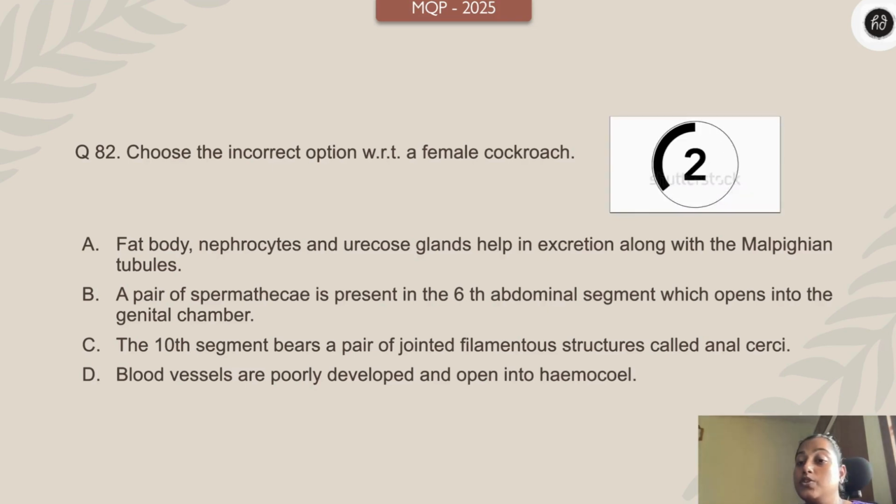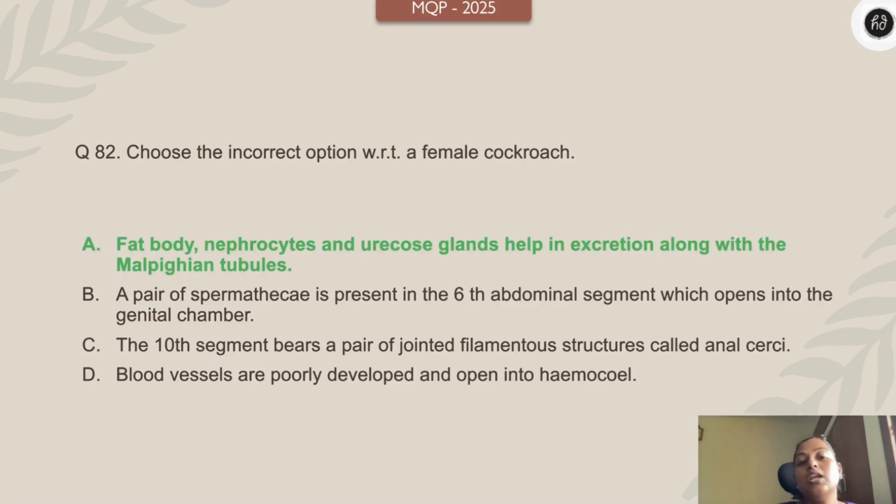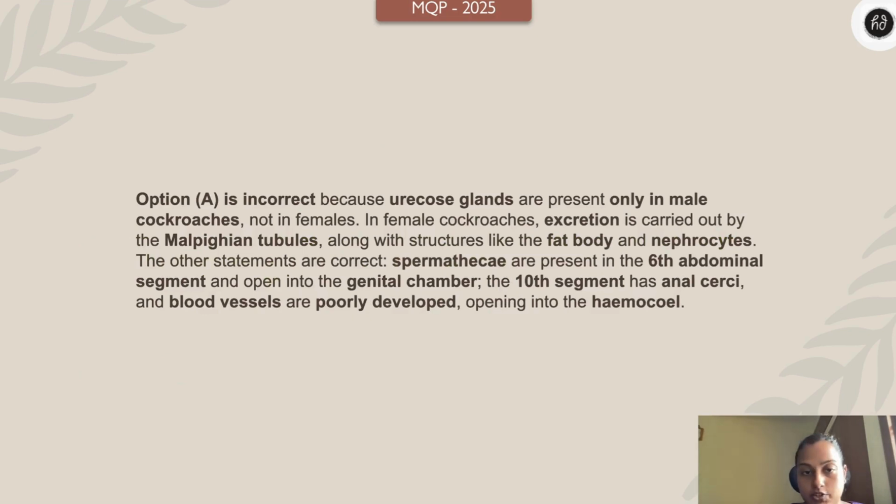The question is, which is the wrong statement with respect to female cockroach, right? So definitely option A, because in case of female cockroach, there are no uricose glands present. Only in male you can find uricose gland playing a major role in excretion. In case of females, it's just the Malpighian tubules which help in excretion. You can check the answer, right? In female, excretion is carried out by Malpighian tubules and uricose gland is present only in male cockroaches.